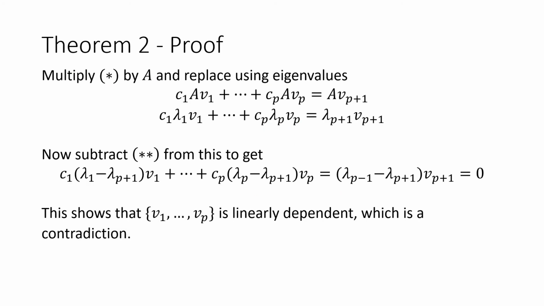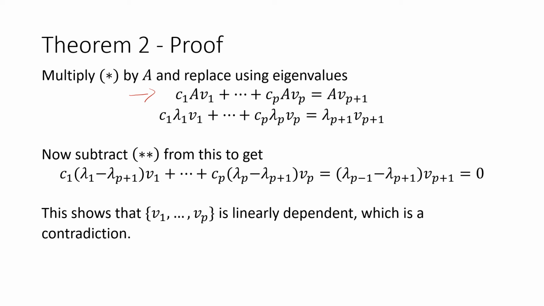So go back to that first one that says they're linearly dependent. Well, we can multiply everything through there by our matrix A. So we stick our matrix A in every term. There's nothing wrong with that. We're just multiplying everything by the matrix A.